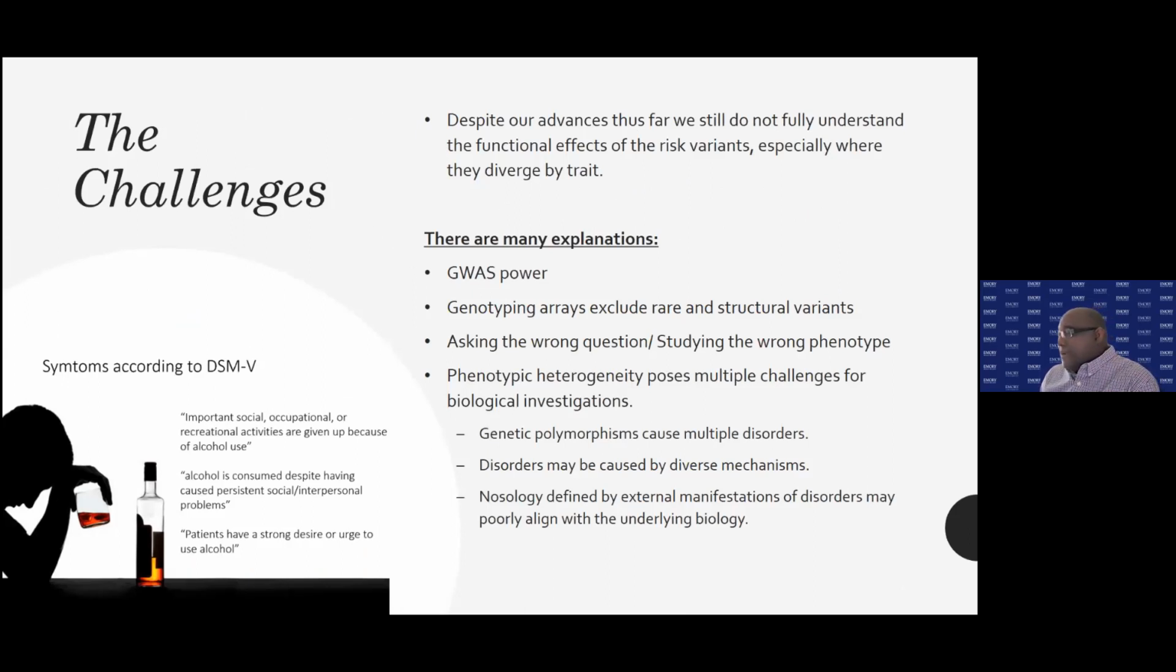And there are many possible explanations for that, right? One of them is power, which we anticipate will improve over time as we get more and more samples. But another one of those is the fact that we need to start moving towards more sequencing studies, or essentially using long sequence reads so we can capture different types of structural variation and more rare forms of variation, albeit they're important, but they not necessarily contribute to a large part of the variance of the trait.